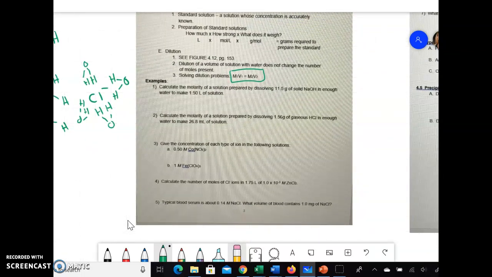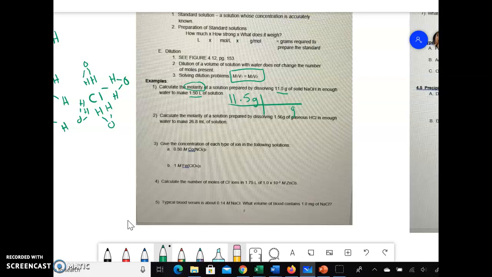Okay, let's just go through a few of these examples so you can see how to calculate these. First of all, it says calculate the molarity. It's always good to recognize what unit you're looking for. We have 11.5 grams of solid NaOH, and the volume is 1.5 liters. So we have everything we need except that it's in grams, so we're going to set up a little fence, 11.5 grams.